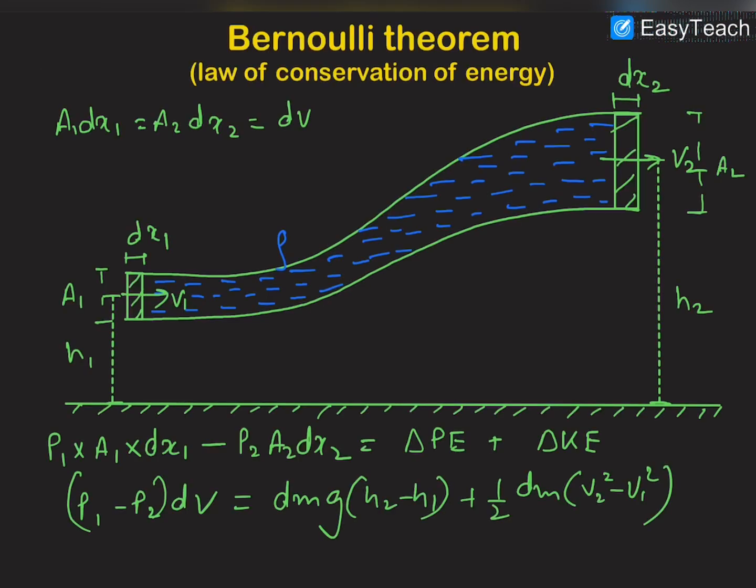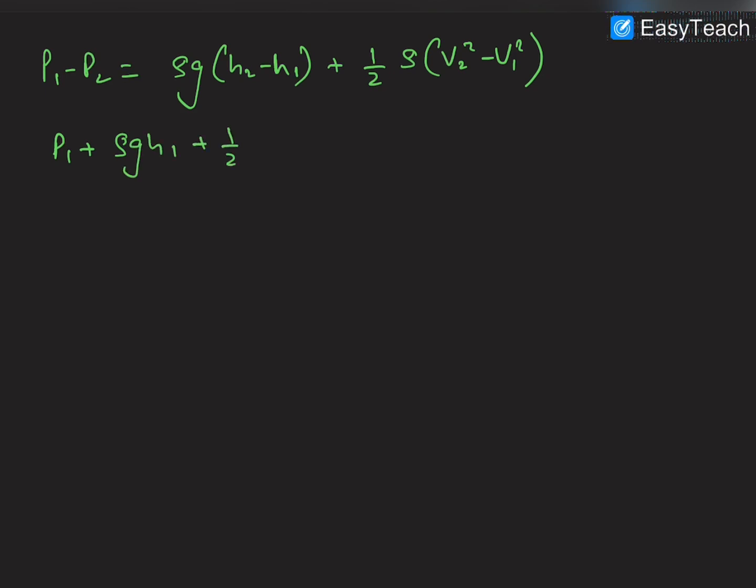So now we can say that P1 minus P2 will be equal to dm by dV, which is rho, times g into h2 minus h1 plus half into v2 square minus v1 square. So P1 plus rho g h1 plus half rho v1 square will be equal to P2 plus rho g h2 plus half rho v2 square.